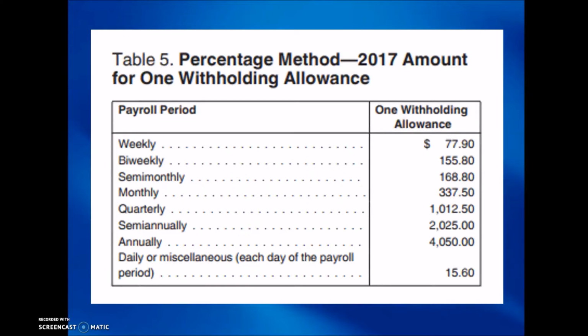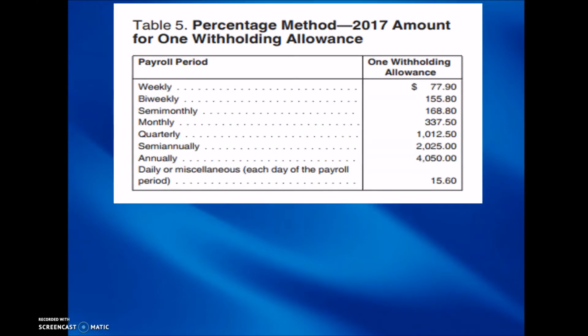Next, we will find the 2017 amount for one withholding allowance table, which can be found on the Employer's Tax Guide PDF located at irs.gov. When we look at this table, we see a list of numbers. These numbers represent the amount that can be deducted for each withholding, based upon pay frequency. Using the information that we know about Jim, we will need to find the monthly pay period because Jim is paid monthly.